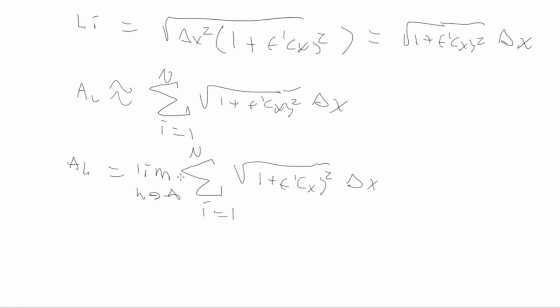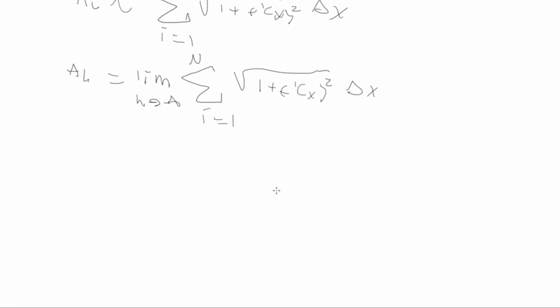Now, what does that become? I mean, what is an integral? An integral is just an infinite sum. So this is just an integral. So the arc length is the integral from a to b of the square root of 1 plus f prime of x squared.